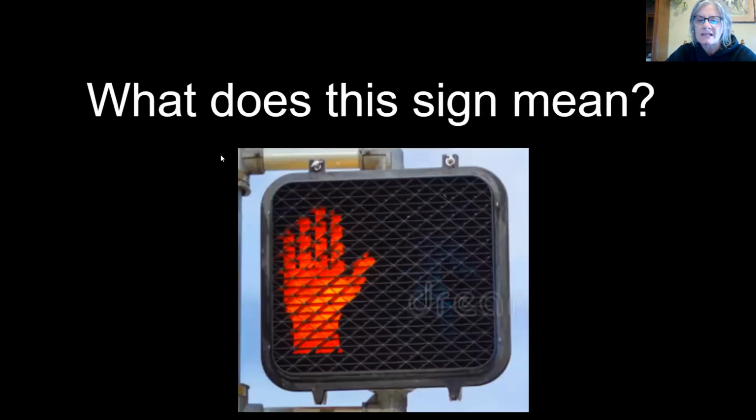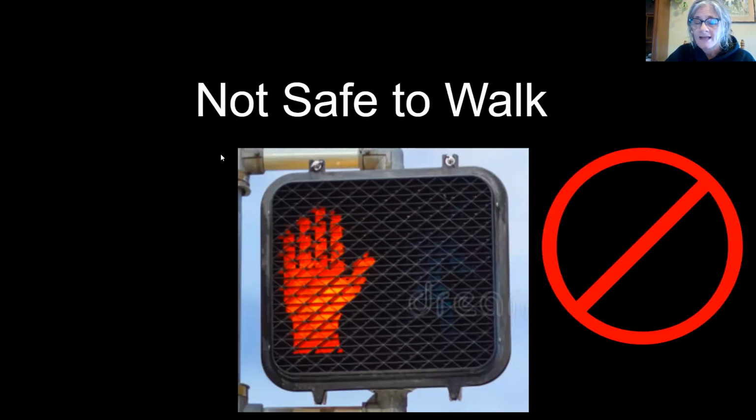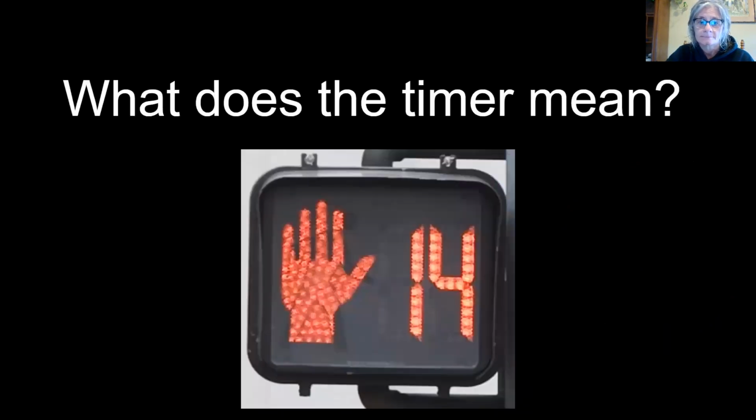What do you think this sign means? That's a symbol right there for don't walk. Not safe. What does the timer mean? So you see the hands, it says stop, and then you have numbers. Doesn't mean you have 14 seconds to run across the street.